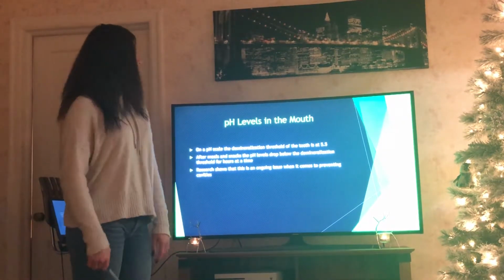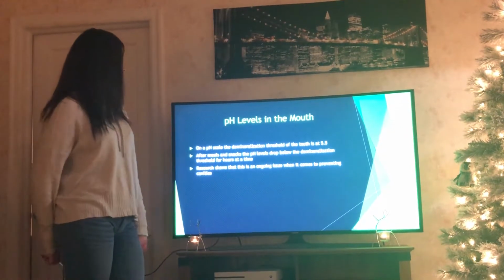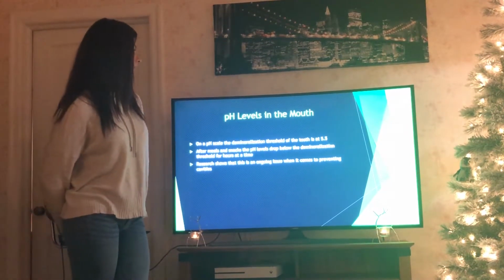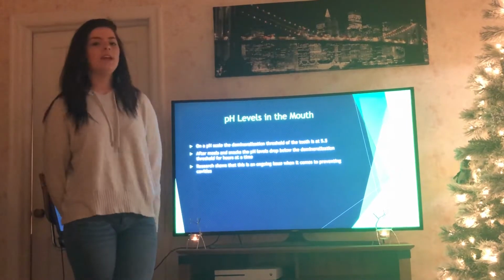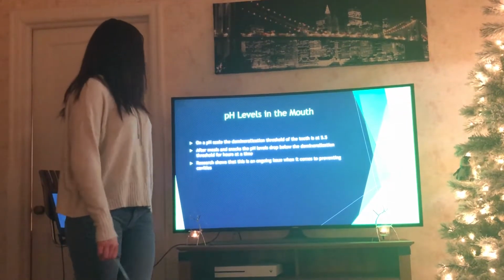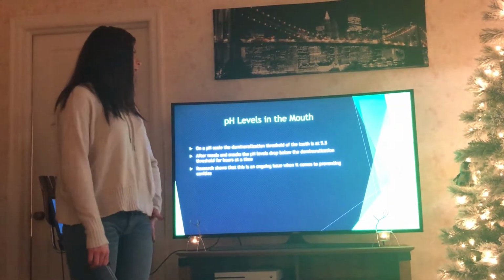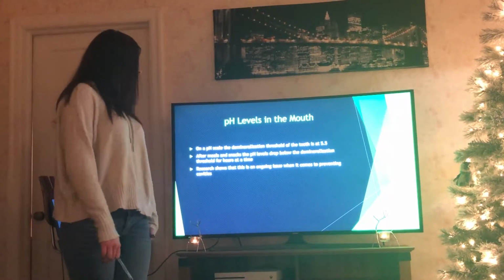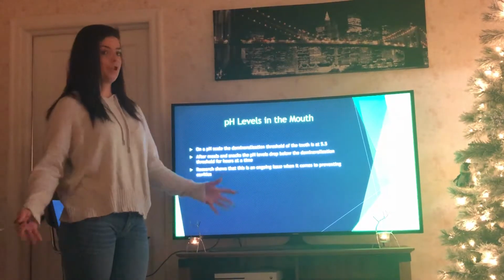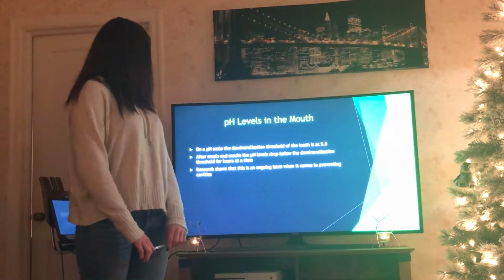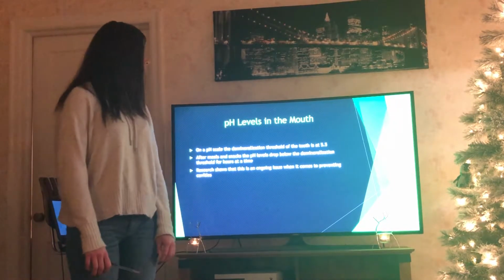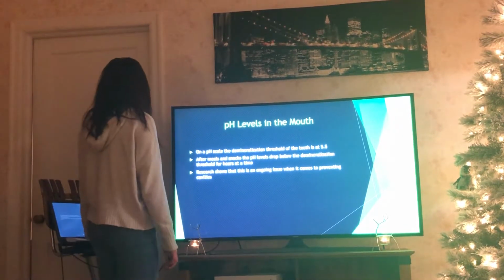One more important aspect is the pH levels in the mouth. On a pH scale, the demineralization threshold of a tooth is at 5.5. After meals and snacks, the pH levels drop below the demineralization threshold for hours at a time, which is crucial. Research shows that this is an ongoing issue when it comes to preventing cavities.